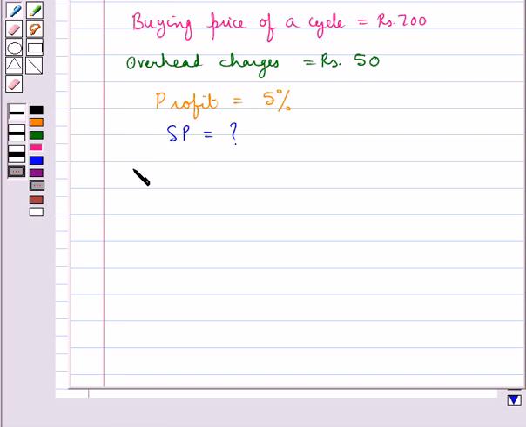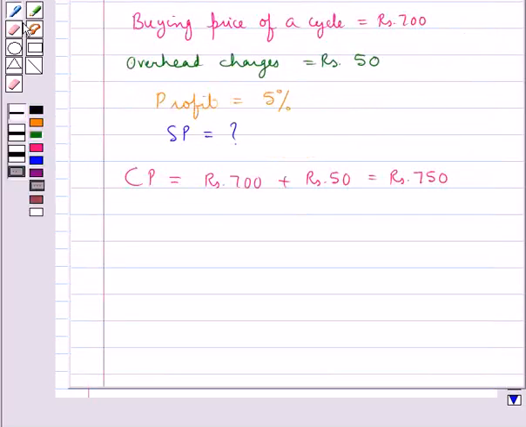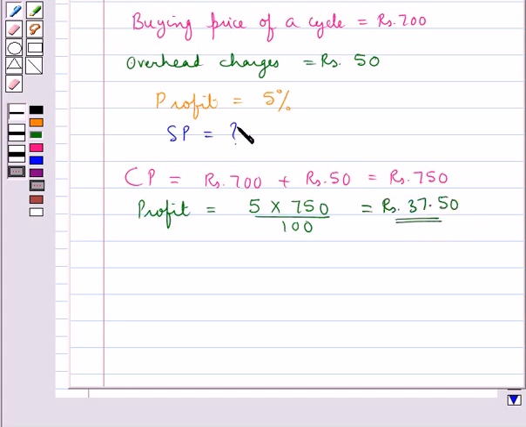First we need to find the cost price CP, and this is equal to the buying price, that is rupees 700, plus the overhead charges, that is rupees 50. So this comes out to be equal to rupees 750. Now we know that profit percent is equal to profit upon CP into 100. So we have that profit is equal to profit percent, that is 5, into the CP, that is 750 upon 100, and this comes out to be equal to rupees 37.50. So this is the profit.